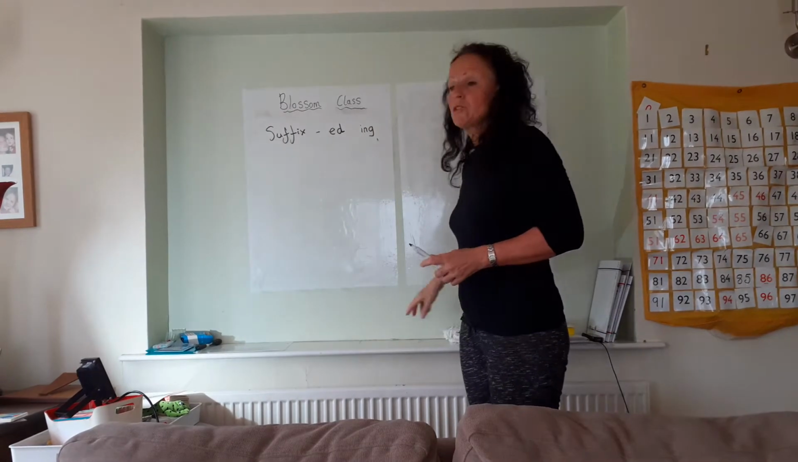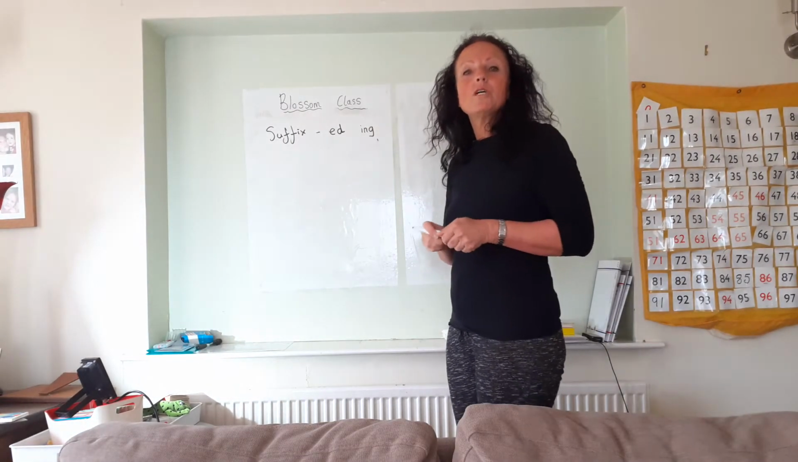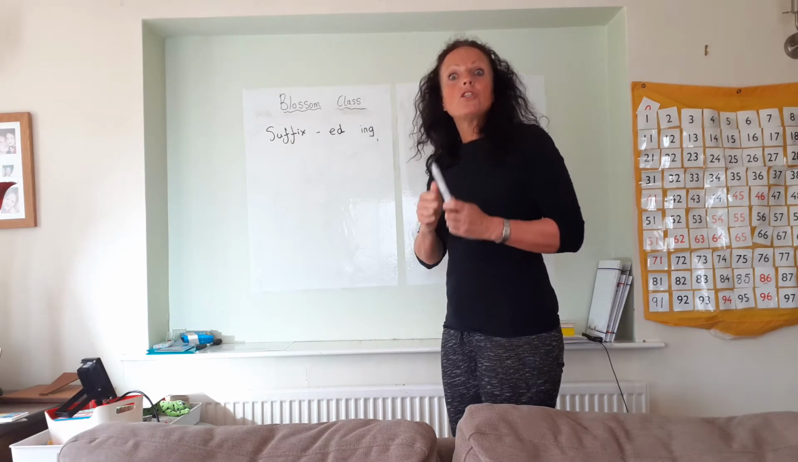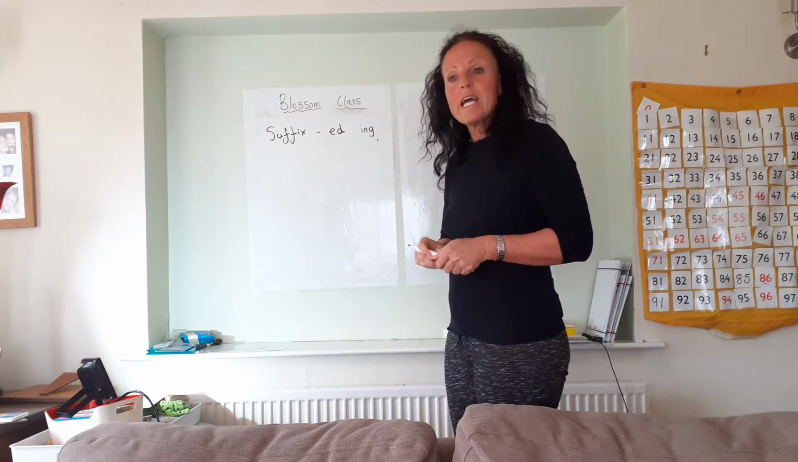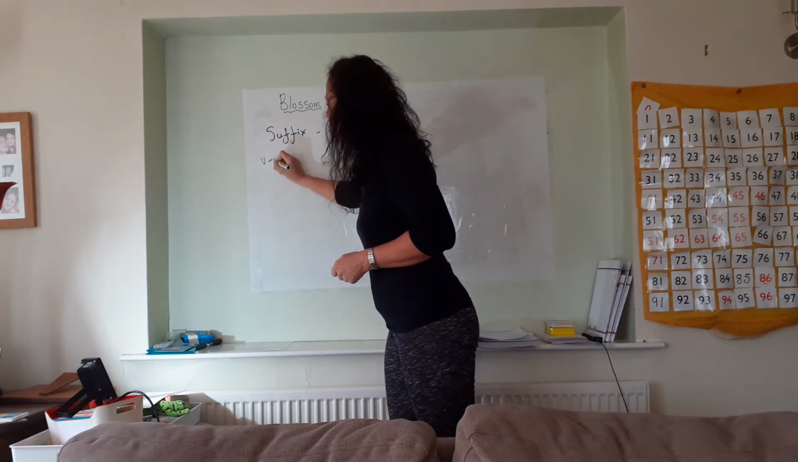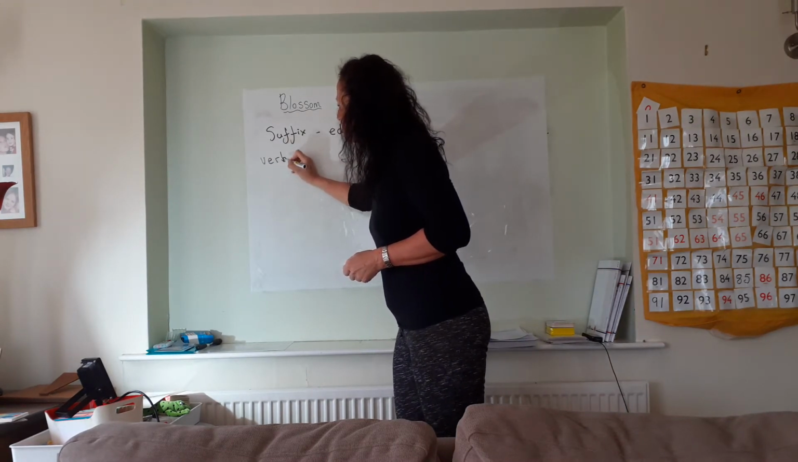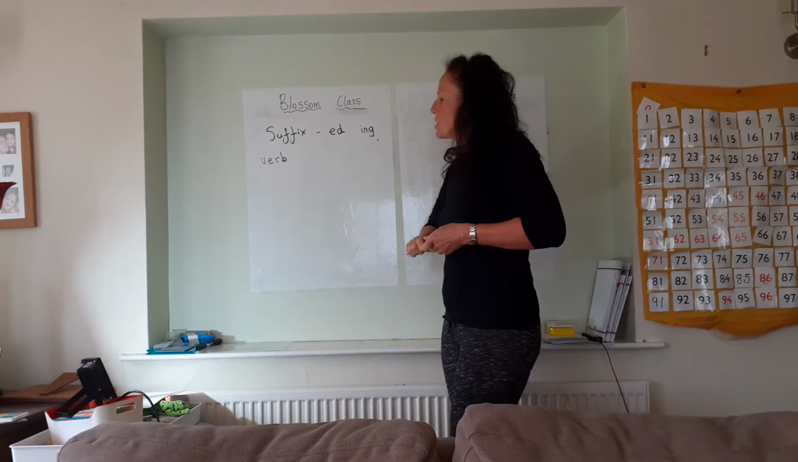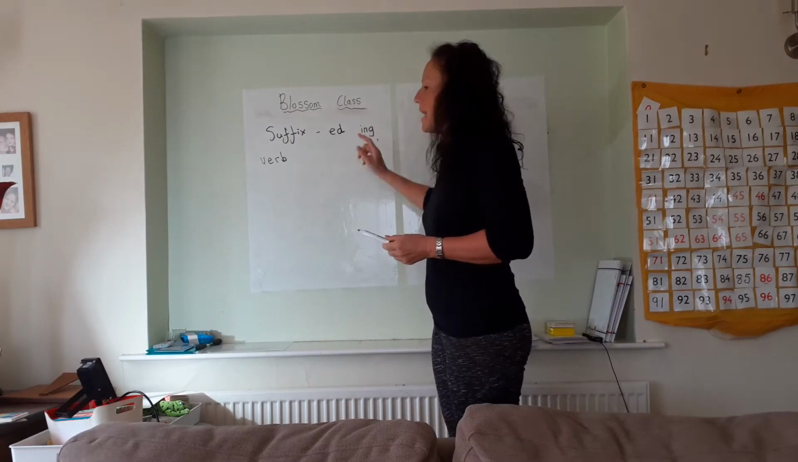So if I was to say to you, spot a verb in a sentence, you've got to spot the word that is something that somebody does. Okay, it's an action word, a verb. I'm going to keep that up there for you. So verb. Lovely. So we're going to look at the suffixes ed and ing.